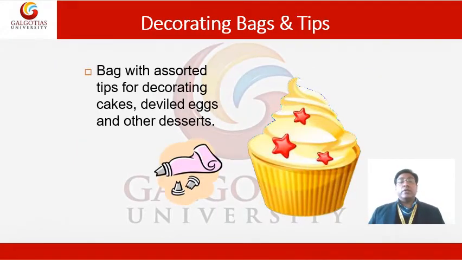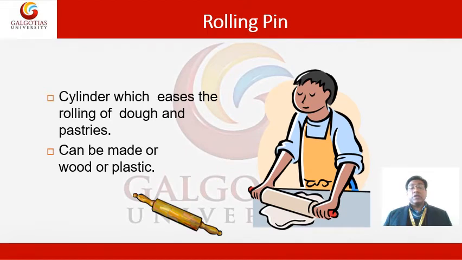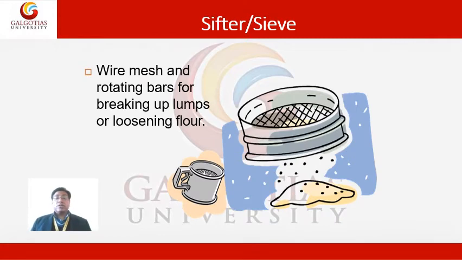Then there is a decorating bag, or you can also call it a piping bag. Many places call it a piping bag. Various types of nozzles are attached, so for various shapes or icings you want on the cakes, these decorating bags are used. Then the rolling pin. It can be a wooden rolling pin or a fiber rolling pin, generally cylindrical in shape, and can be made of wood, plastic or fiber. It can be used for rolling dough, pastry sheets, and cookies also. Then we have a sifter or the sieve.